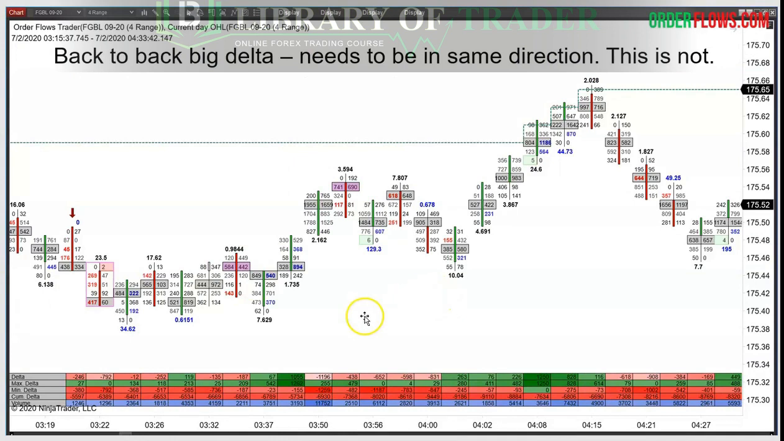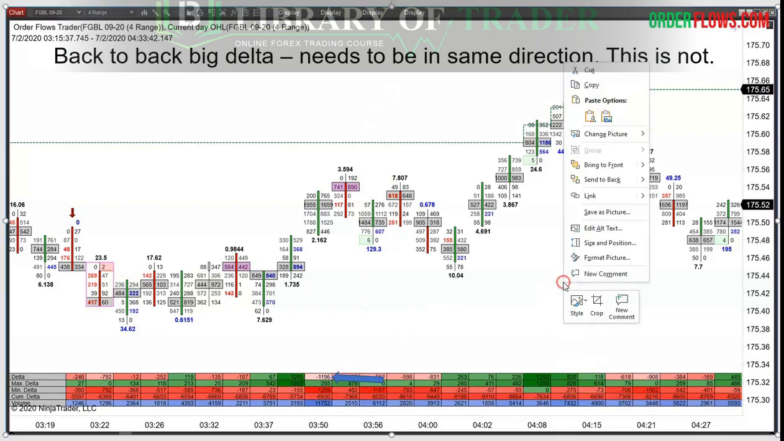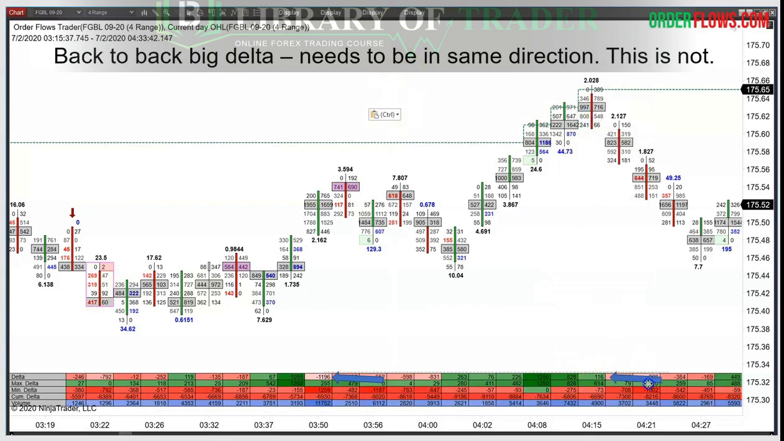The back-to-back big delta needs to be in the same direction. Here's the opposite direction, minus 1,000 and plus 1,000. Then you get up here, back-to-back big delta, 1250, 828. Right in here, as you hit the high, you do get another delta of 116. But you're looking for it to start coming off, right? Don't get long here, right? Instead, actually, you could be reading what's happening in the delta. It's a great short opportunity because you go 1250 to 828 to 116 to minus 600. That's a great short. The aggressive buying is weakening and aggressive selling is coming in as the market's selling off.